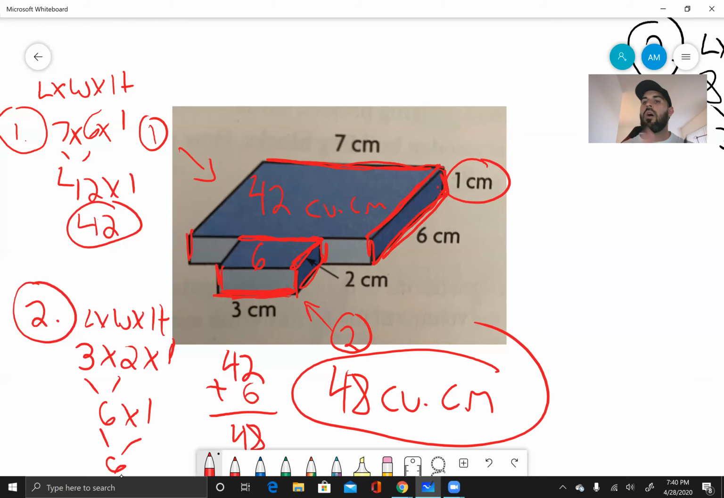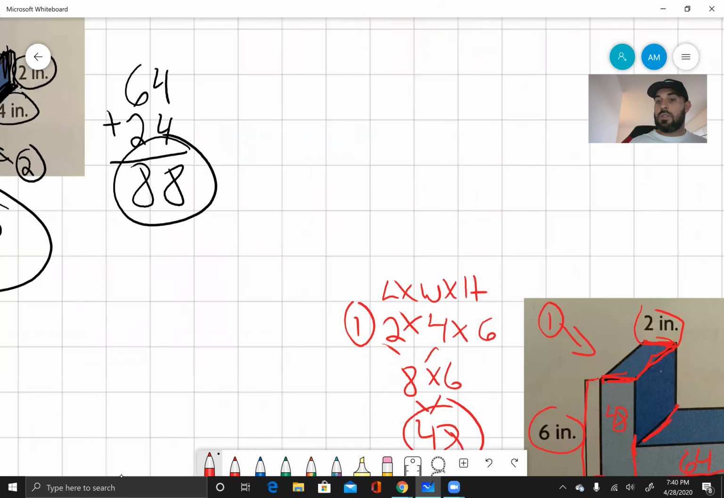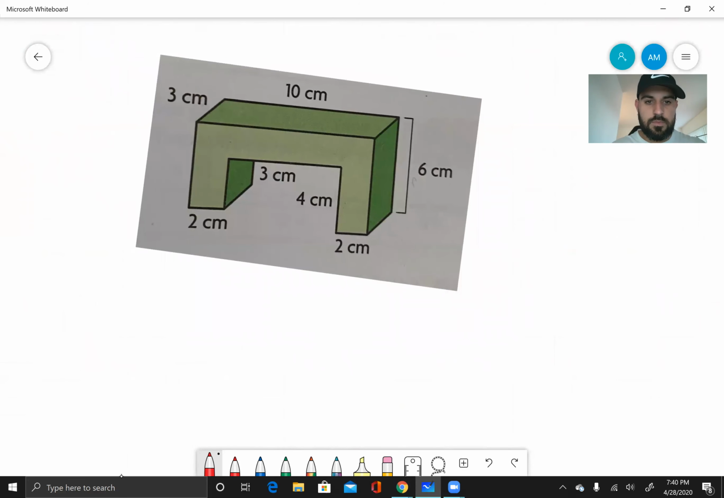But once again, on the assignment, you just put the number. Just put the number, okay? All right, let's go to this one. This one's a little tricky. It's one of the harder ones, okay?